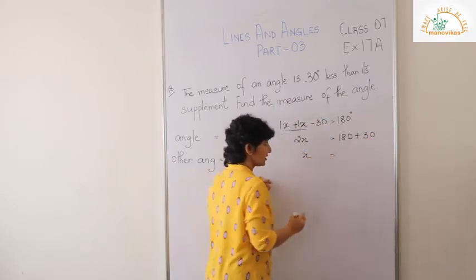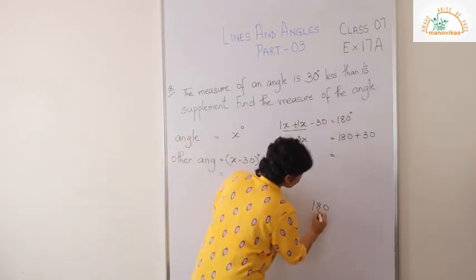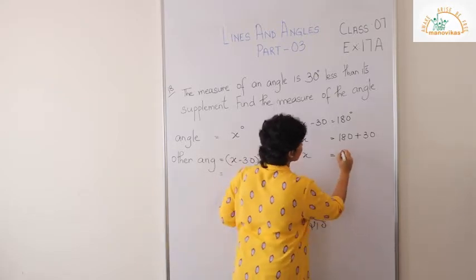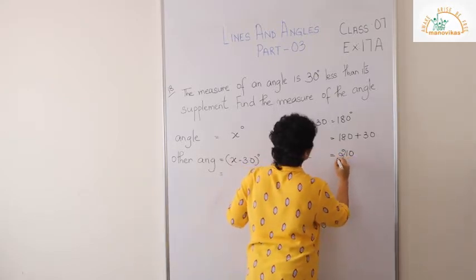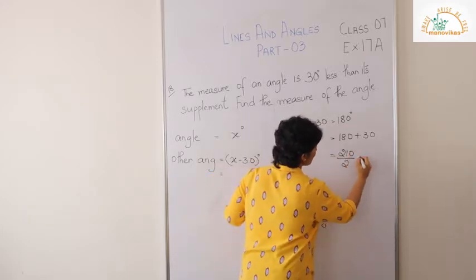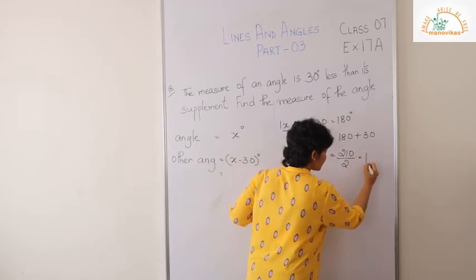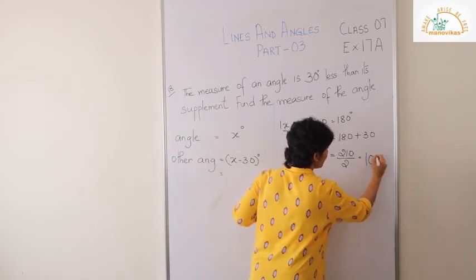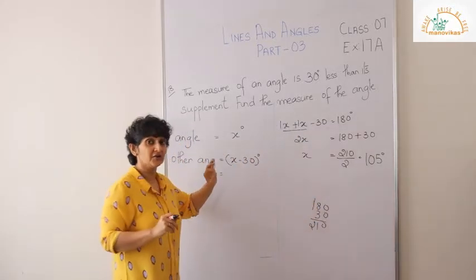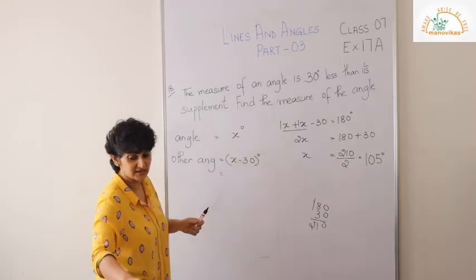x is equal to, children, 180 plus 30 will give you how much? 210 degrees, correct? 210 upon 2, so I bring it here as 2x. Now children, when I reduce, please be careful. 2 1s are 2, 0, then 2 5s are 10. So I get it as 105 degrees. My x is equal to 105.